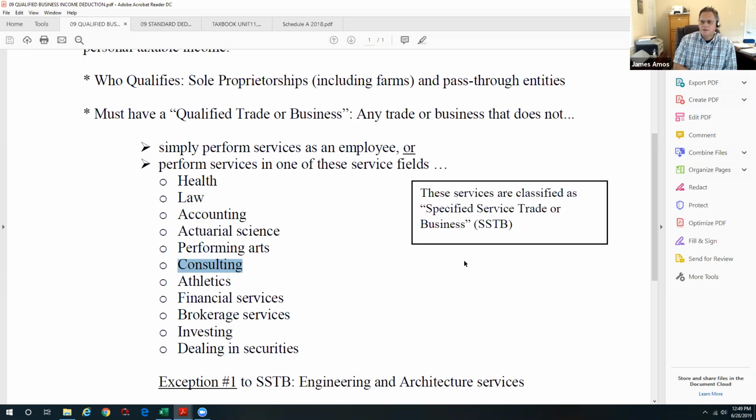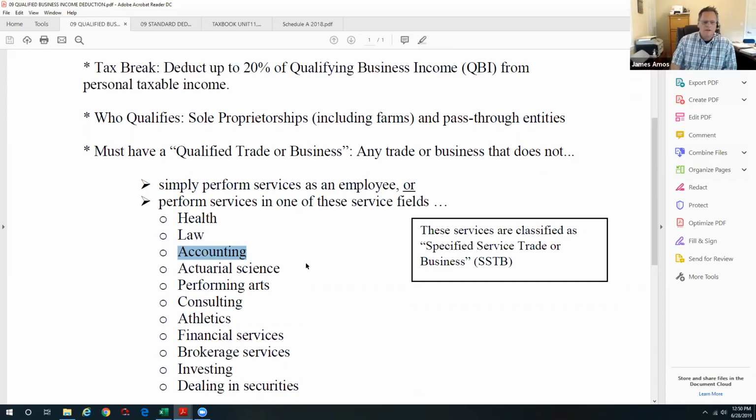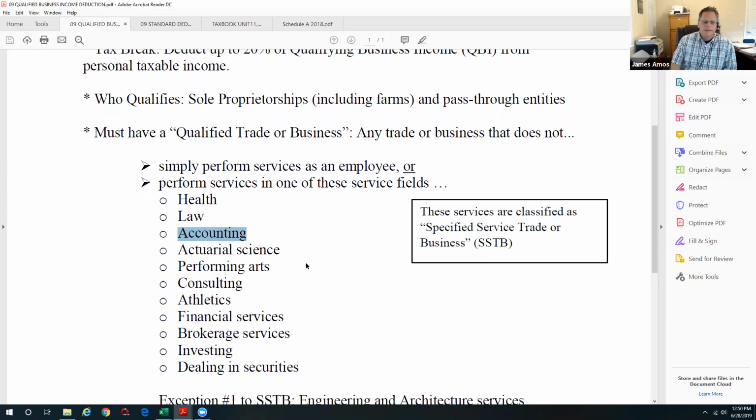Look, guys, this is what's tricky about it. Here's what I do like. On your test, I guarantee you they're not going to be that exact. They might say, hey, you're self-employed as an accountant. Are you a qualified trade or business for the QBI deduction? The answer is no, you're not. Now you've got these two exceptions down here though. I know, I haven't gotten to them yet. I'm trying to deal with these first.